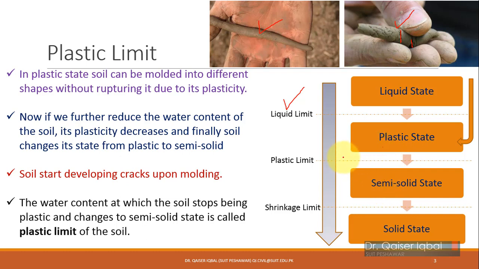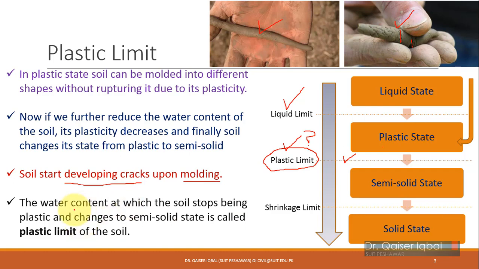So the point, or the moisture content, at which it is going to change this behavior will be referred to as the plastic limit for that particular soil. And that is what we are going to learn today, how to determine this plastic limit. So the plastic limit will be a limit at which our soil will start developing cracks upon molding.